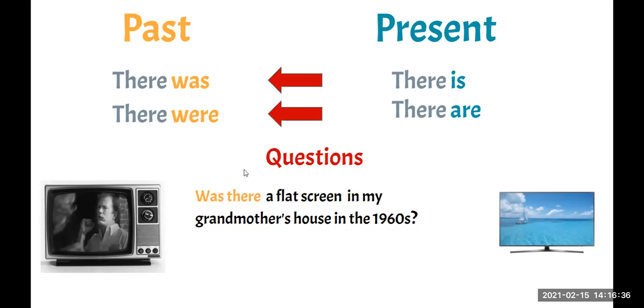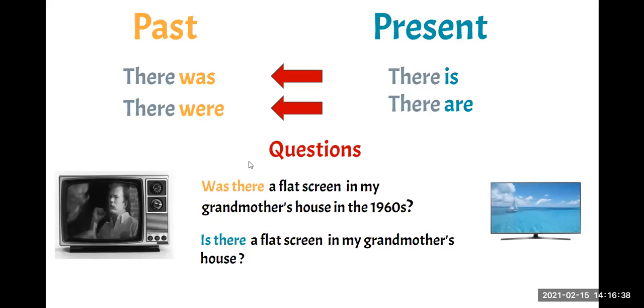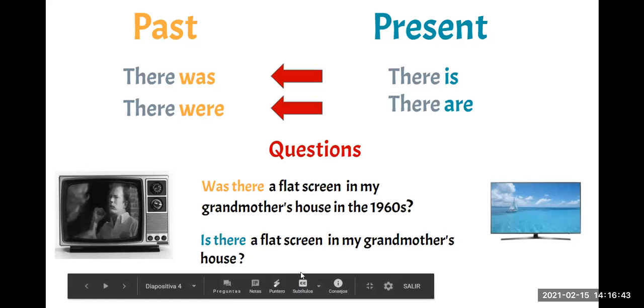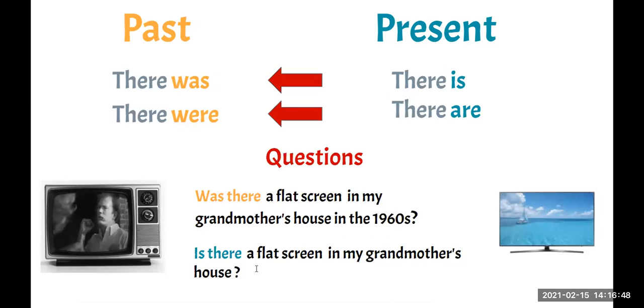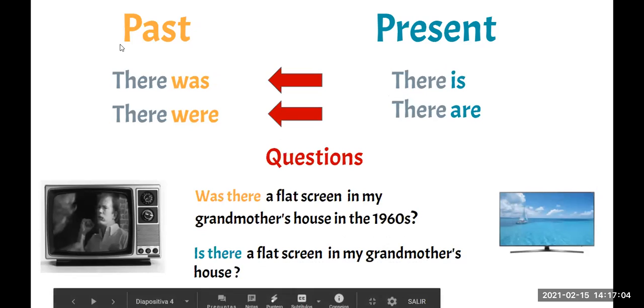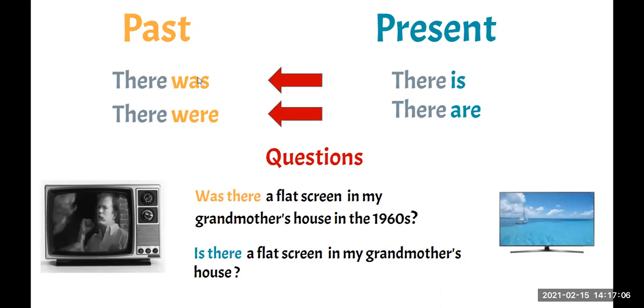In the present, we have, is there a flat screen in my grandmother's house? And what is the answer for this question? Is there a flat screen? Yes, there is, right? Very good. Okay, so let's go to the plural form, okay? Because all this is in the singular form. There was, there wasn't, and was there. Let's talk about the plural form, okay?